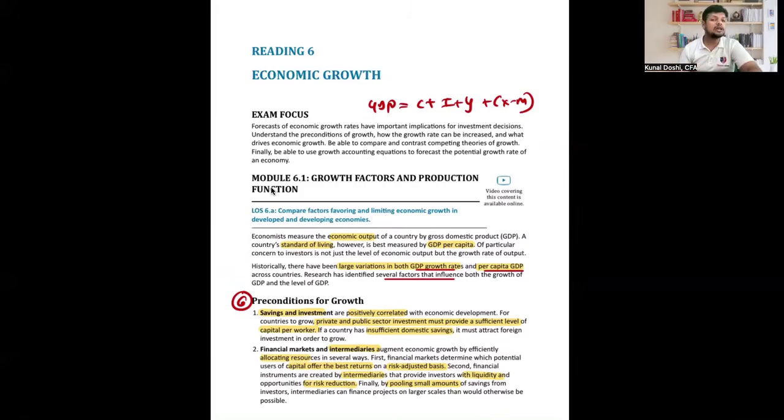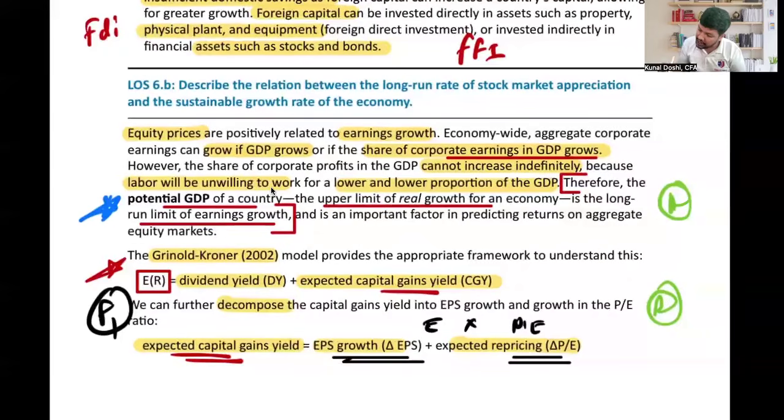In economic growth, the majority of the discussion is on the GDP growth rate. Here, there are several ways to identify the GDP growth rate, where we are going to discuss the different parameters of what is a potential GDP. Potential GDP of a country means what is the maximum. Understood? So, what is the maximum GDP of a country? The upper limit of real growth for an economy, which is equal to the long term growth, right? So, it is the long run limit of earnings growth. So, no country can grow higher than this.